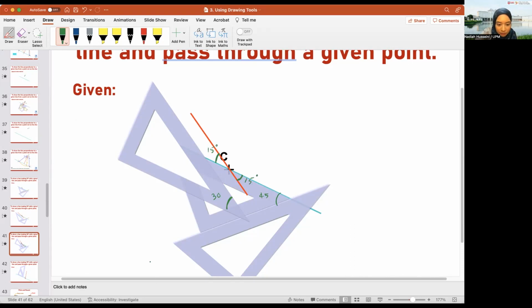Okay, ada orang nak jawab kat chat. Okay. 45 minus 30. Kat mana dia tolak 30 tu? Betul, 45 minus 30 it gives you 15. But macam mana tolak tu? Kat mana yang korang tolak? No one knows.